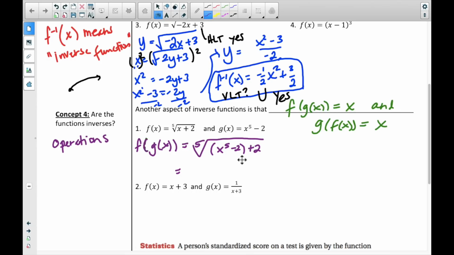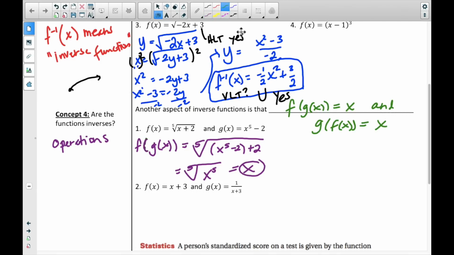What I'm trying to say is that minus 2 and that plus 2 are going to cancel each other out, and so all we have on the inside is x to the fifth plus 0, but we don't need 0, right? Okay, well, the fifth root of x to the fifth, what is that? That's just x. So yes, it does work for f of g of x.